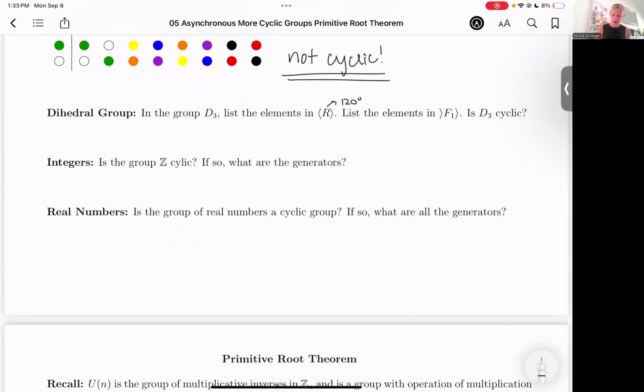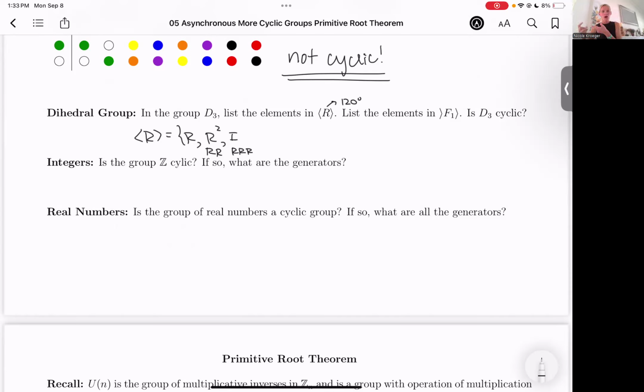R was just our rotation by 120 degrees. And so if I look at the things in this set generated by R, I have R itself. Then I have R², that's rotate by 120, rotate by 120 again. That's the same thing as rotating by 240, and we called that R squared last time. And then R³ is 3 rotations by 120 degrees. That's just a rotation by 360, which just gets us back to where we started. That's just the identity. Okay.